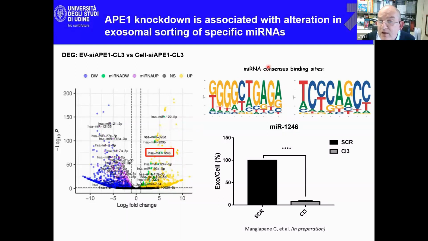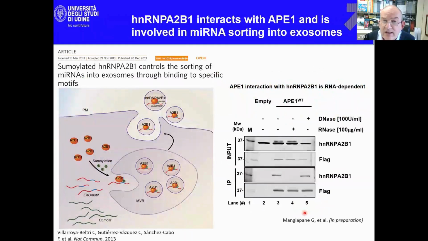What we found is that the microRNAs regulated upon APE1 depletion in their presence within the exosome share specific consensus binding sites that are G-rich or C-rich. In particular, we focused on one microRNA, miR-1246. We confirmed that this microRNA is significantly affected in its release upon APE1 knockdown. Interestingly, this microRNA is a model microRNA for exosomal studies, because it bears a consensus binding site for a heterogeneous nuclear ribonucleoprotein called A2B1, which is one of the few ribonucleoproteins known to be responsible for the sorting of microRNA within exosomes.